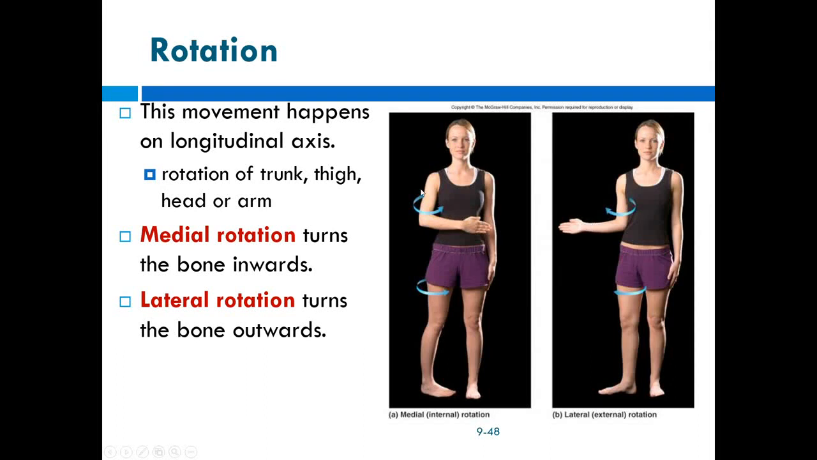Medial rotation is actually inward movement, you can see, towards your body, and outward rotation is called the lateral rotation. This is the lateral rotation of the hip joint and the lateral rotation of the shoulder joint, and we can see that both of them are happening in the ball and socket type of synovial joint.